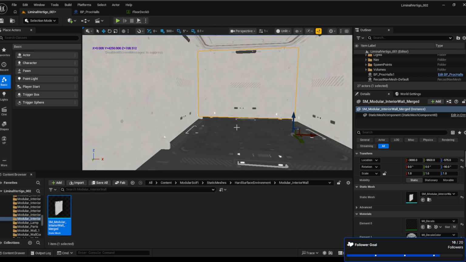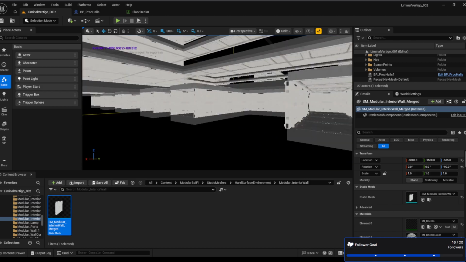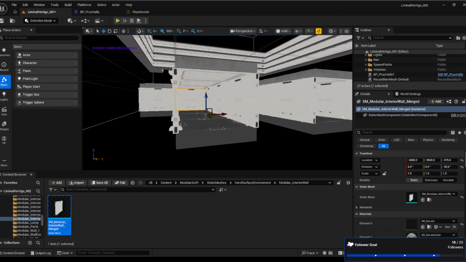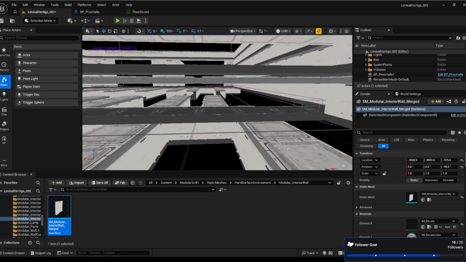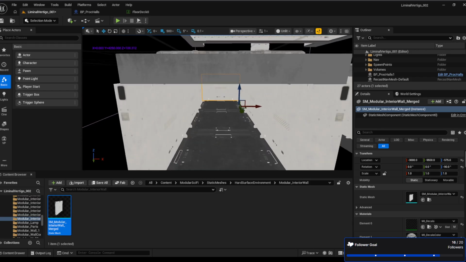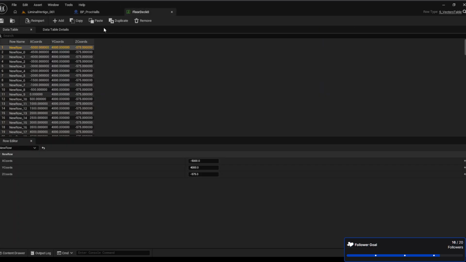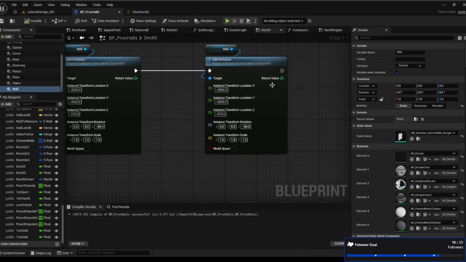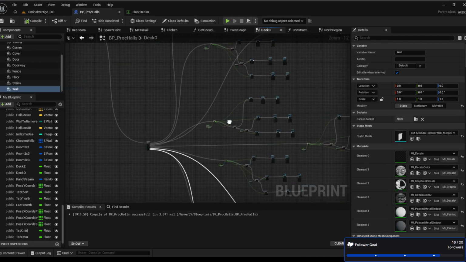Alright, so which one? This is the mess hall. This is the mess hall. So it's the mess hall in the mid-section. Mid-section mess hall. So mid-section mess hall. I really should put comments around this so I know which one is which.